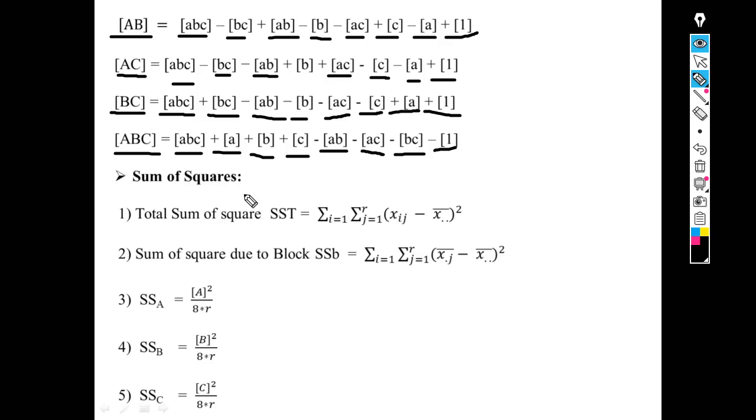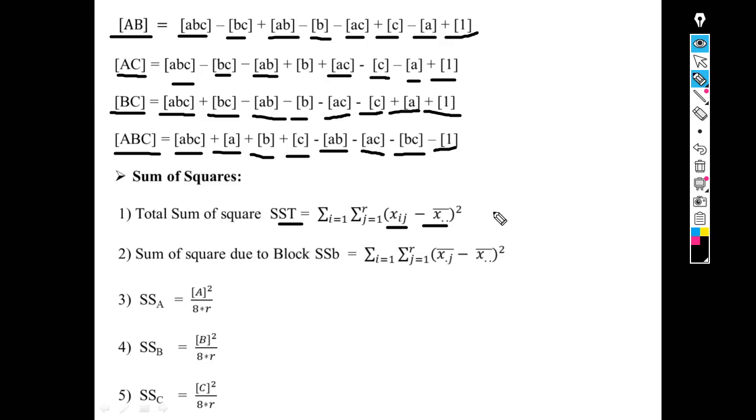Then we will discuss the formulas for sum of squares. So here total sum of square is denoted by SST, and it is summation over i running from 1 to 8, since we have 8 treatment combinations in the 2^3 factorial experiment, into summation j running from 1 to R. So here R denotes the number of replicates, so we repeat this experiment R number of times, into (Xij minus X dot dot bar) whole square. So Xij is the observation due to ith treatment and jth block, since we use here randomized block design. X dot dot bar is the grand mean.